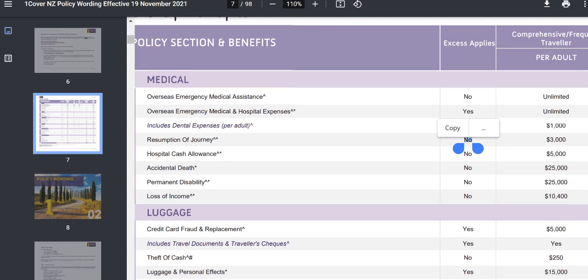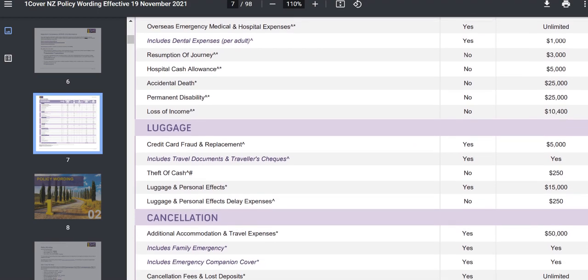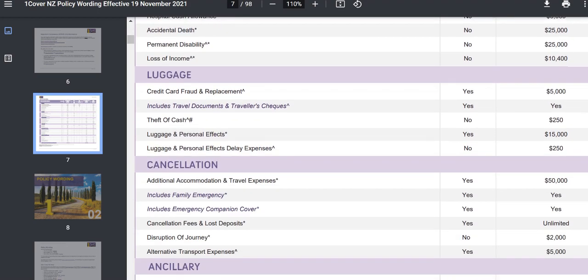And it's a similar story if you want hospital cash, if you're in hospital and you need some money for general expenses, and then anything around permanent disability, accidental death, loss of income, there's no excess there. And then theft of cash. Whereas some policies won't give you no excess, you can see that the benefit from One Cover here is $250, and there's no cost. So if you do have an insurance policy with One Cover and say the excess is $100, you wouldn't pay that $100 to be able to claim whatever cash was lost within the limit of that $250.